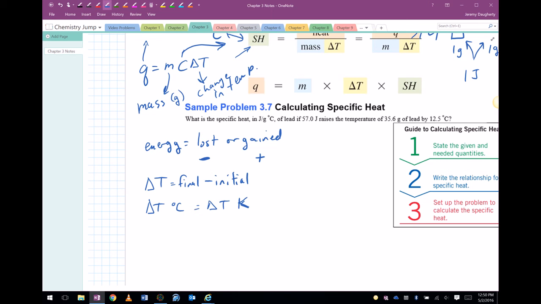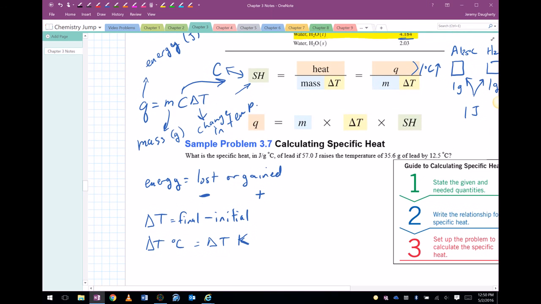So I think when you look at those video problems, that'll help you out too. And that's the end of chapter 3. Almost there, man. Almost there.